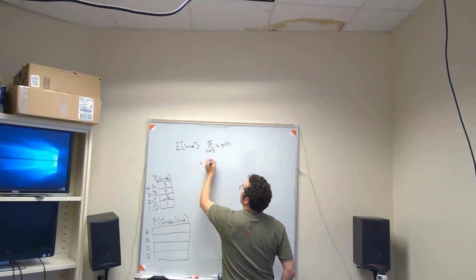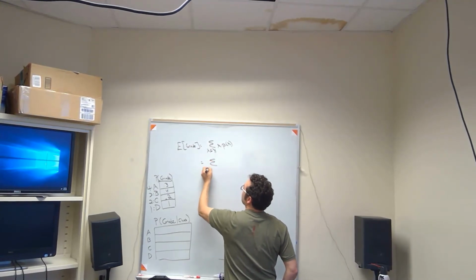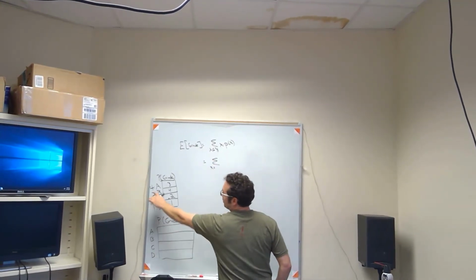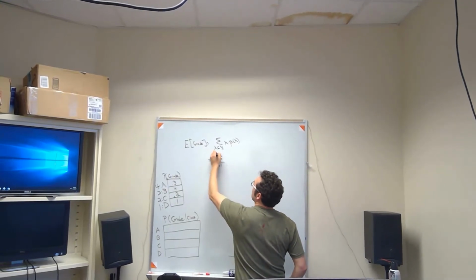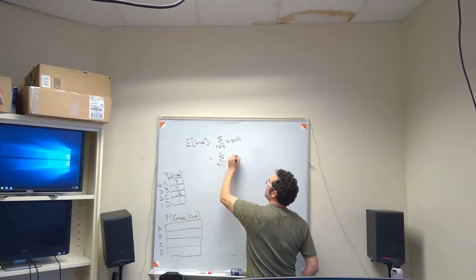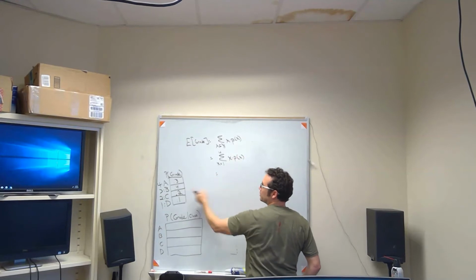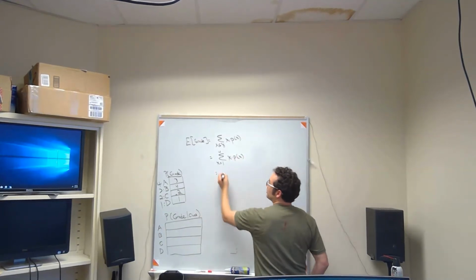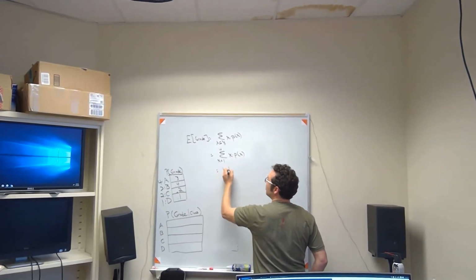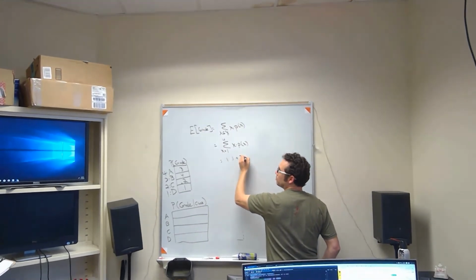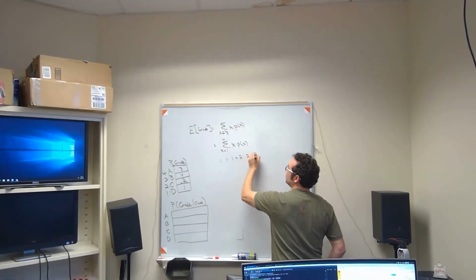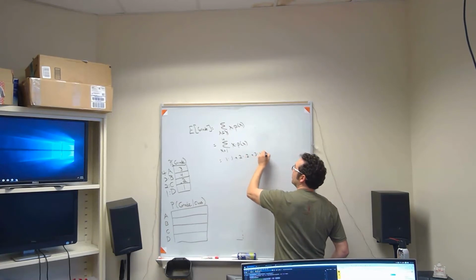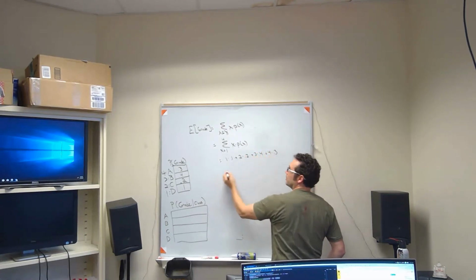Okay. And so here we know we're doing x equals 1 to 4 of x times p of x. At this point we can just start plugging stuff in. So it's going to be 1 times 0.1 plus 2 times 0.2 plus 3 times 0.4 and 4 times 0.3.